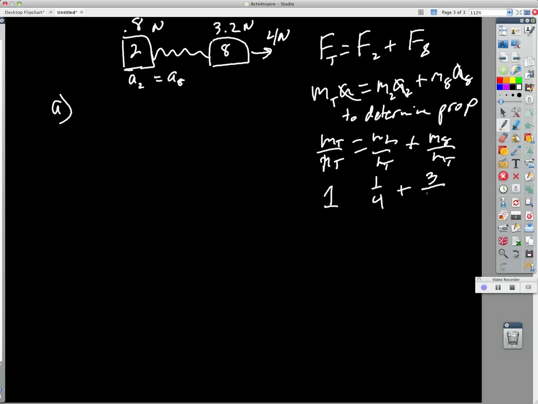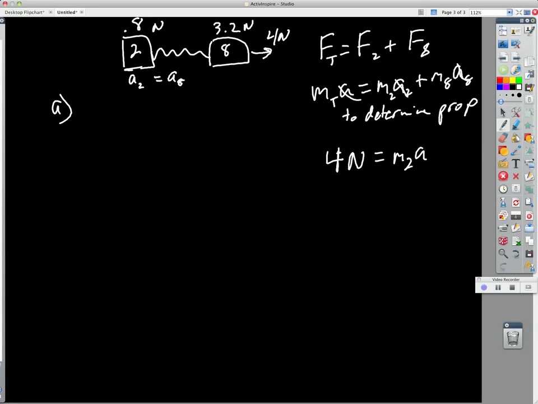Yeah, so we have 4 newtons of force, right? And it equals m2a plus m8a, right? So you just calculate. Oh, so what is that, 0.4 meters per second squared? And then you get the acceleration. Was that what we're looking for, the acceleration? Oh, the force. So the force on 2 is equal to the mass of 2 times a. So then that gives you 0.8 newtons.